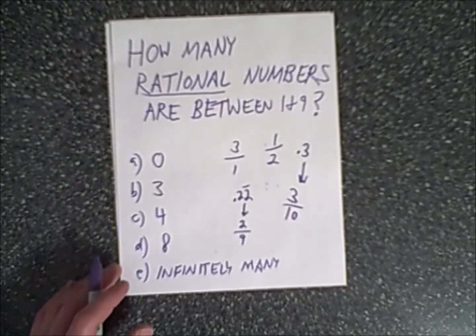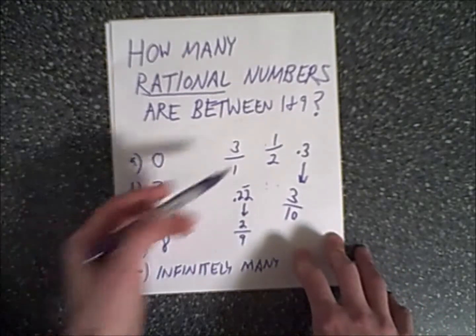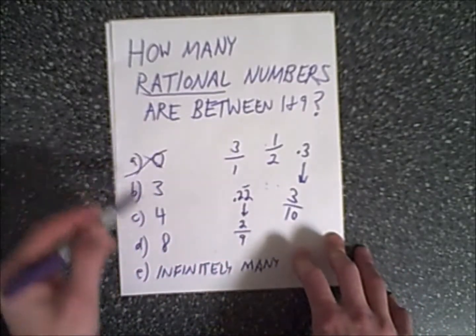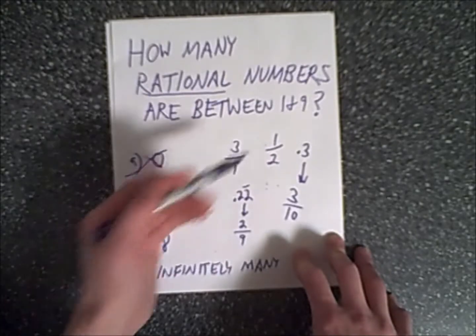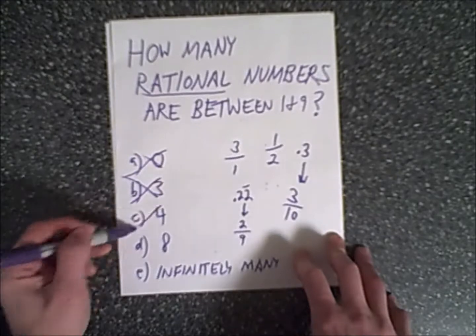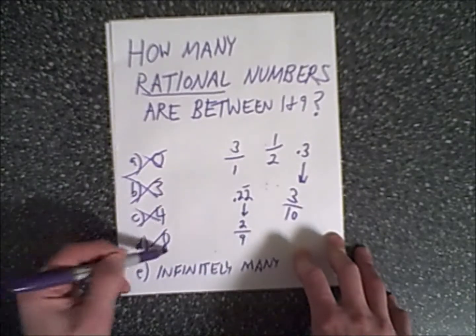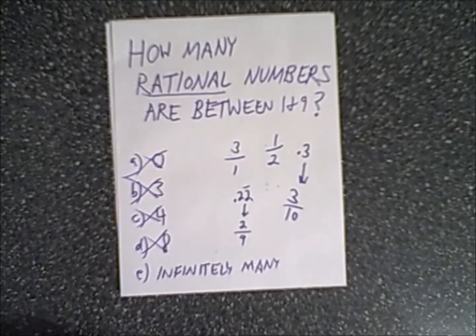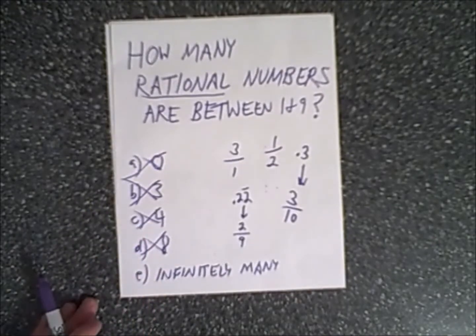So the answer, obviously it's not 0 because I showed an example, and it's not 3 because there's plenty of integers between 1 and 9, 2, 3, 4, 5, as well as 4. And it's not 8 because, as I've shown you, any fraction can also be rational.